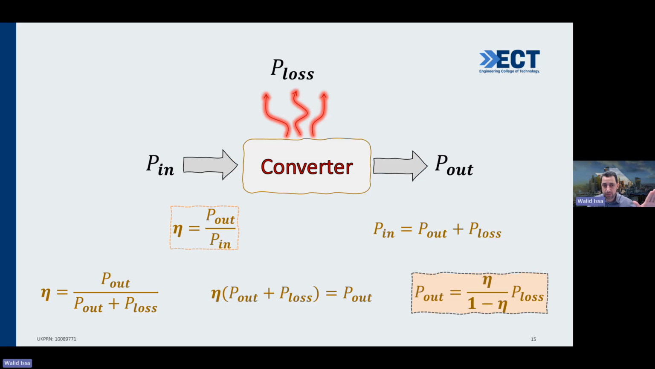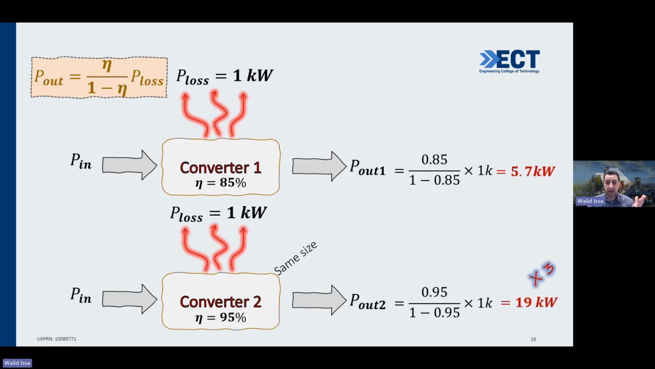Okay, I just got rid of the power input. So now it's a function of efficiency and power loss. And now there is a question. If I have two companies in front of me, the first company is providing converter number one. The second company is providing converter number two. And converter number one has an efficiency of 85%, and converter number two has an efficiency of 95%.